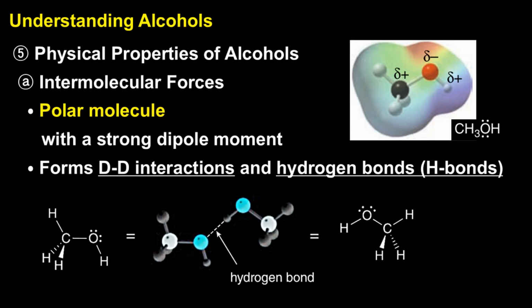Now let's move on to the physical properties of alcohols, and we'll start with intermolecular forces. Alcohols are polar molecules, which means they have a strong dipole moment. That polarity comes from the difference in electronegativity between oxygen and hydrogen, and also from the shape of the molecule itself. Because of this, alcohols can form dipole-dipole interactions, and more importantly, they can form hydrogen bonds. And that's a big deal. Hydrogen bonding makes alcohols behave very differently compared to nonpolar molecules.